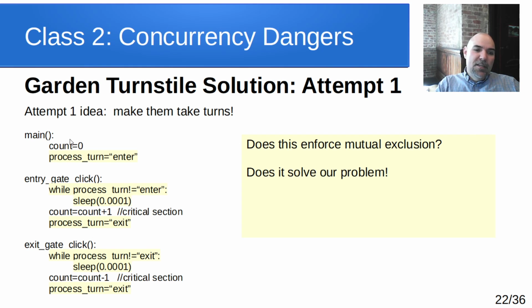But what we did is I made this new variable, and I said which process's turn is it? Is it enter's turn or is it exit's turn? So I'm going to start off with the enter gate's turn. We're making them take turns. So we're saying, hey, enter gate, it's your turn to use the critical section.